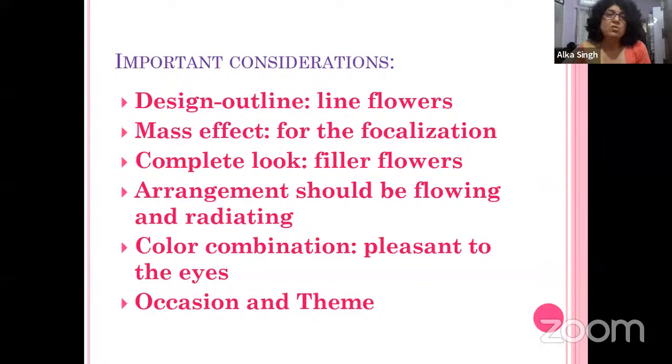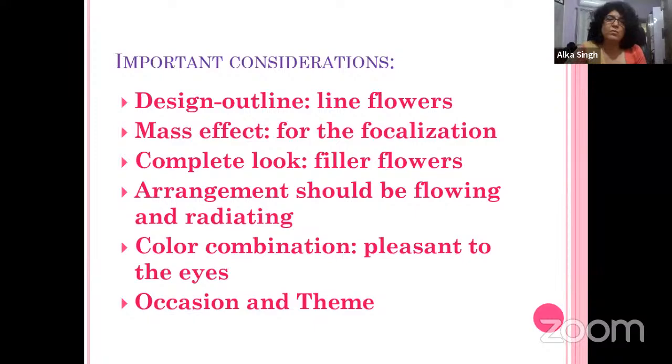So what are the important considerations? Important considerations are the design outline. How will you make the design outline? It is with the line flowers. If it is a triangle, you will use the line flowers. Then to give the focal effect, you will use mass flowers. And to give the complete look, you will use fillers. I'll show some video also, so that it will be clearer to everyone.